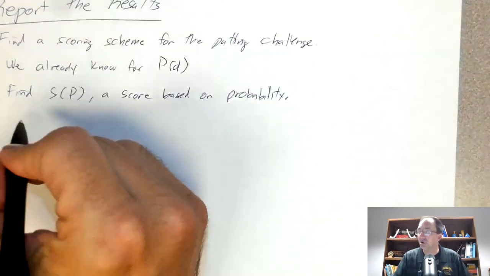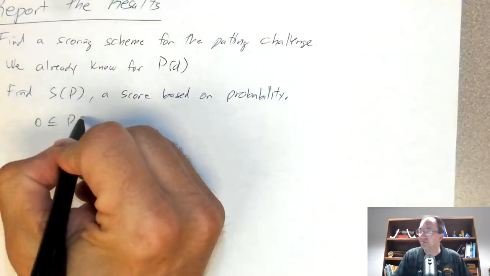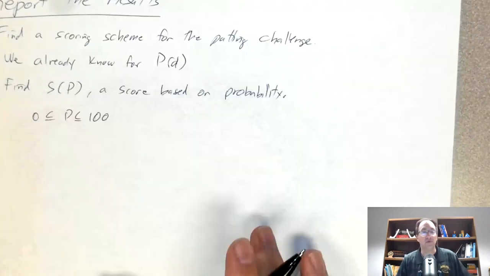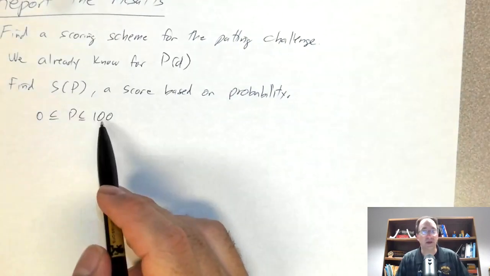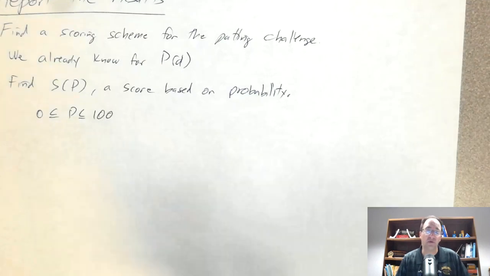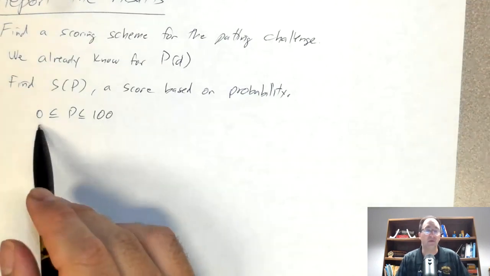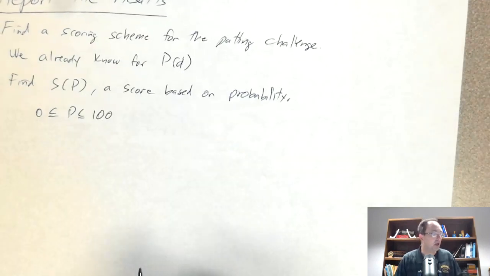So, as you recall, we know the probability ranges from anywhere between 0 and 100%. And of course, if it's 100% chance of making the shot, that should be worth less points than if it was almost impossible to make. So you might pause the video for a moment and think about what type of function would have that sort of feature, and then I'll give you my choice after we resume.